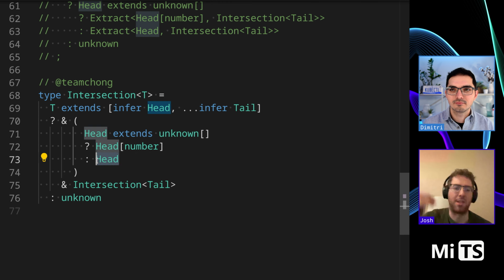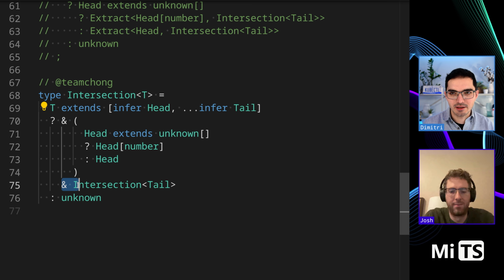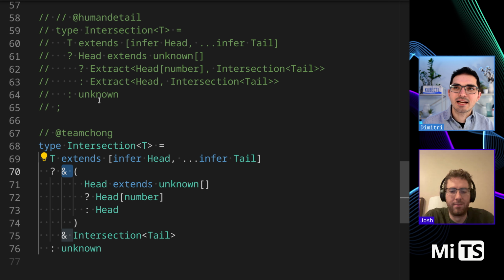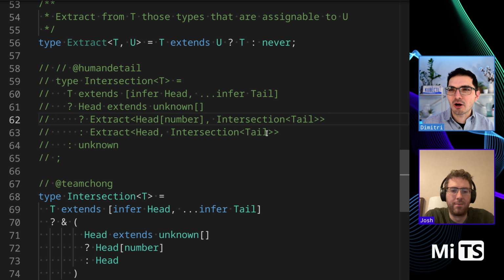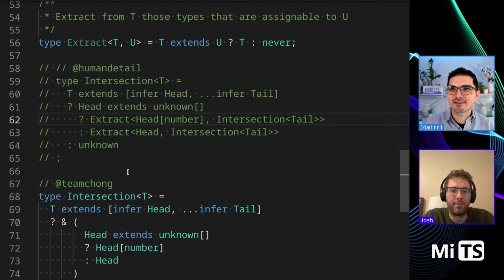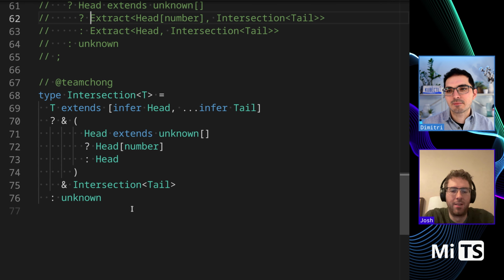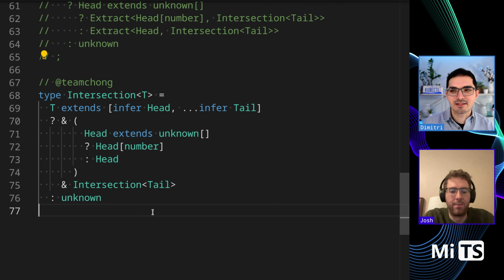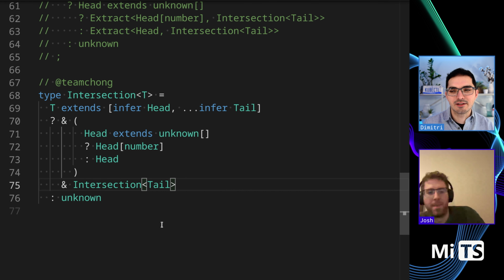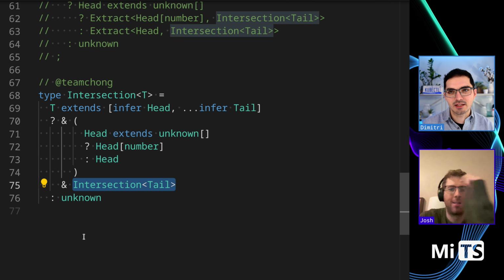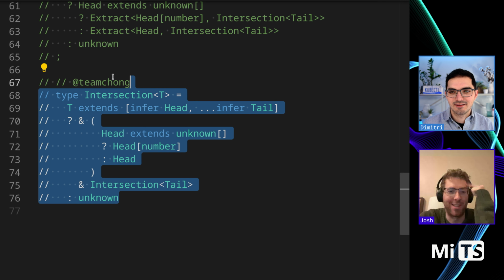I agree. I like this one a lot, and I think it reads really cleanly. In the first one, it's not really clear what we're returning. Where does the intersection part happen? Where is the and character here? I don't see one. And that is something this second Team Chong one doesn't suffer from. It's really obvious that we're building up an intersection of multiple things and recursing, so it's going to keep going. I think they're both beautiful, clean solutions. I just prefer the latter.